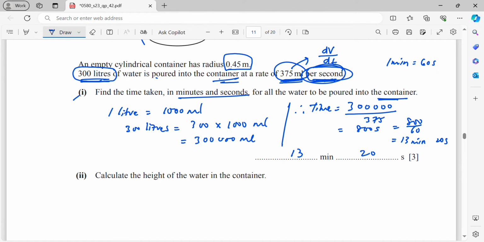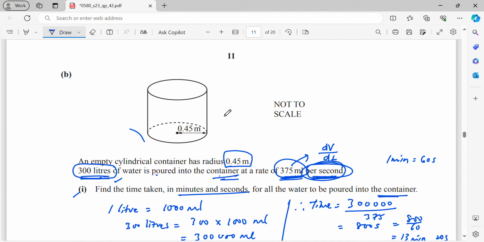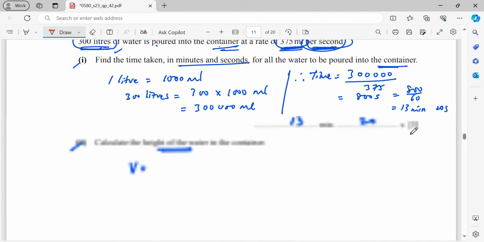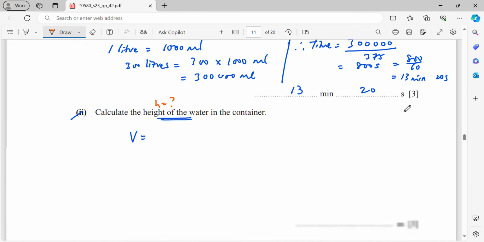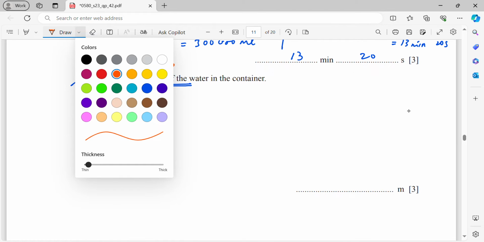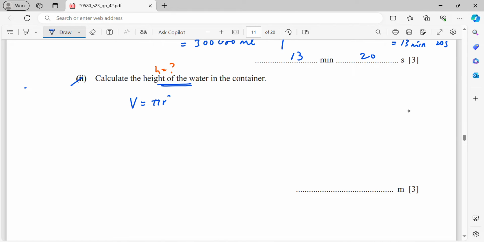Alright, so now part 2, calculate the height of the water in the container. So the volume is given, right? Therefore, my volume, because now when you look at this, it is a cylinder. So volume for a cylinder is pi r square h. This is my h, and now you need to find out what your h is. Okay? And then the r is 0.45.